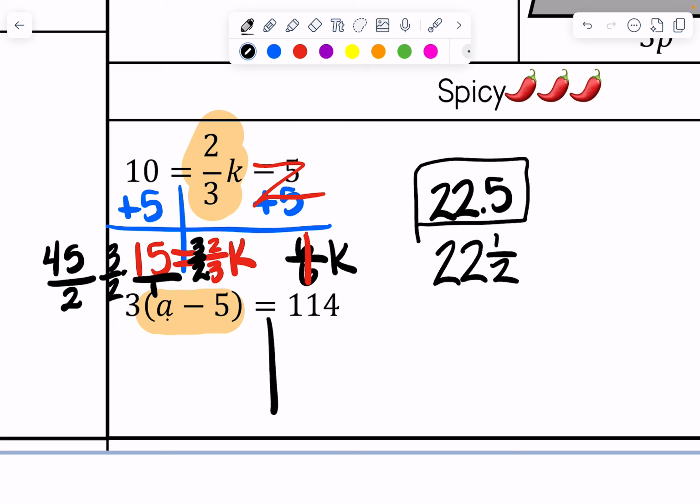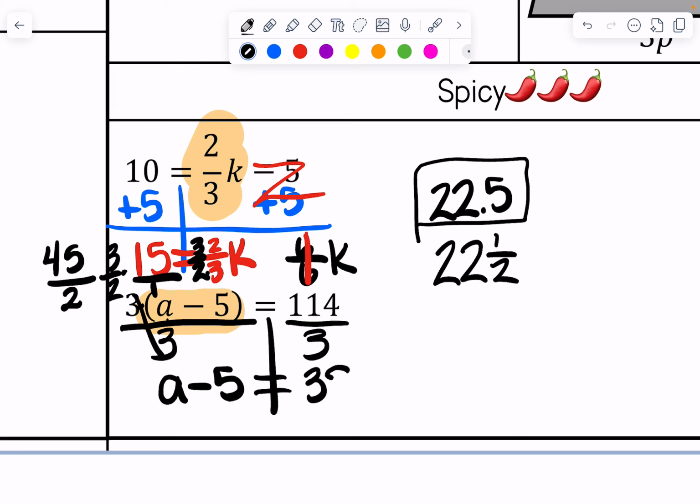Another way is this 3 is actually being multiplied by the a minus 5. So to undo multiplying, I could divide both sides by 3. So over here, the 3's will end up 1ing out. When I say 1 out, that means 3 divided by 3 equals 1, okay? And so now I'm left with a minus 5. And when I do 114 divided by 3, I'm going to get 38, I believe. Yes. And so now I have a minus 5 is equal to 38.